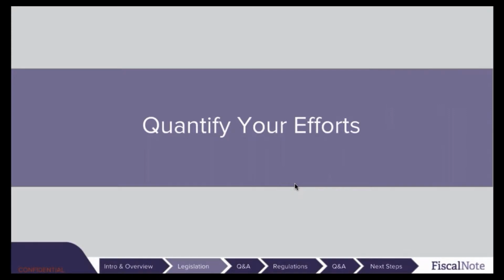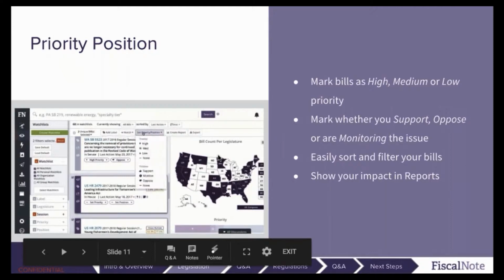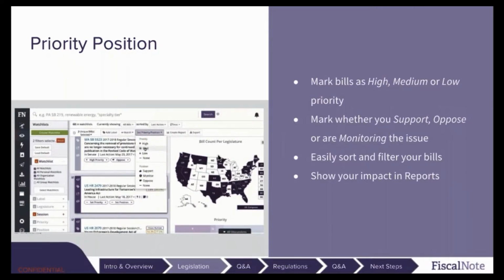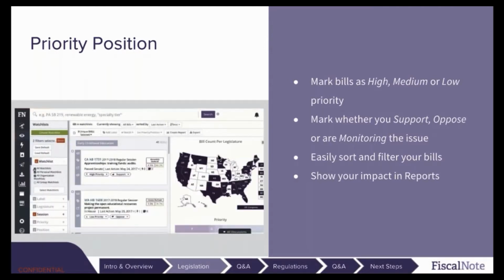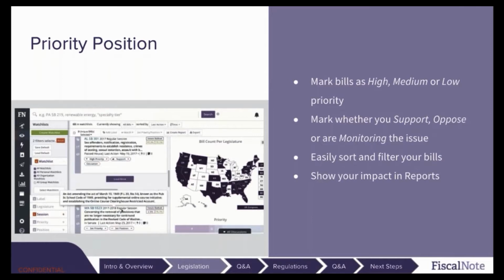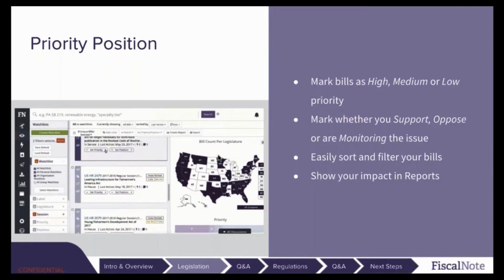Once you've found the information you needed on FiscalNote, manage what you actually do in response to these key legislative as well as regulatory developments. Once you've found a bill that you consider important and have added it to your watch list to get updates, assess what impact that bill may have on your organization or issue area. Is it going to be high or low priority for you? What is your organization's stance on the issue? Do you support it? Do you oppose it?